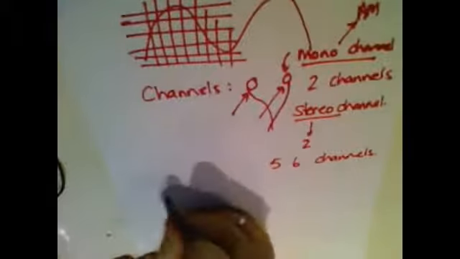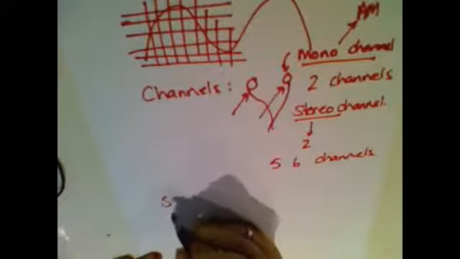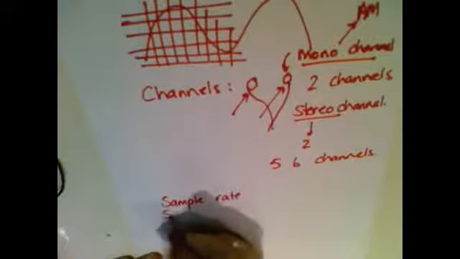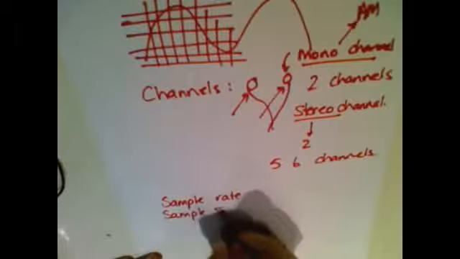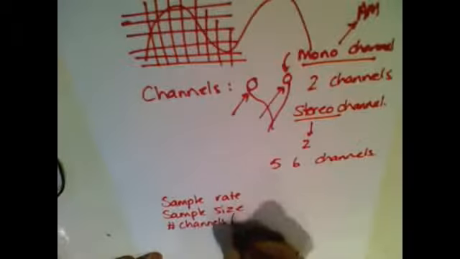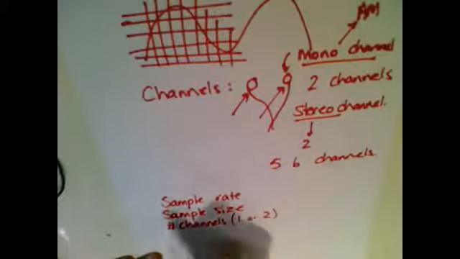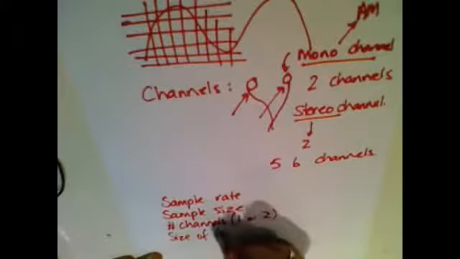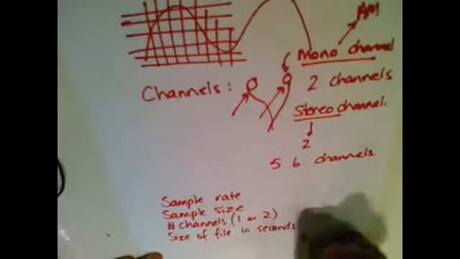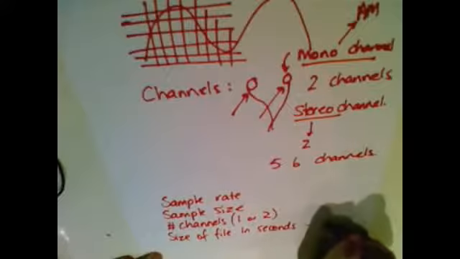So far you have, as the factors affecting the file size of audio, the sample rate, the sample size, the number of channels, okay, and that's 1 or 2, and then obviously also the size of the file, sorry, the sound, so size of the file in seconds. So say this might be, let's say, 2 minutes, 60 seconds.